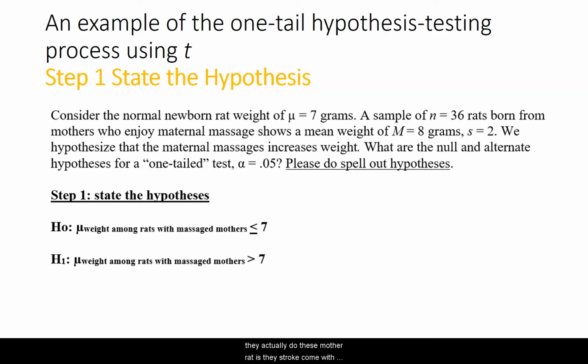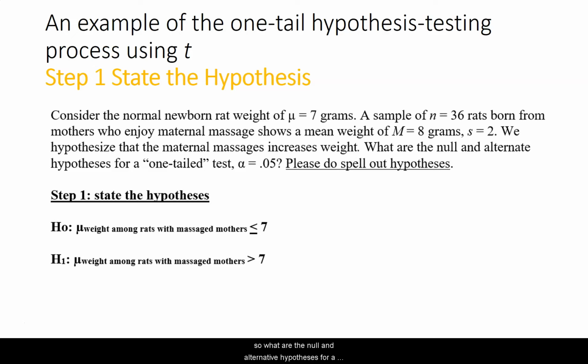And what they actually do to these mother rats is they stroke them with new paintbrushes, just like you might find at Hobby Lobby. And it has this terribly relaxing, comforting effect. And it's been shown that the mothers themselves and their offspring actually do better physically just for the sake of having enjoyed that touch, if you will. So the rats that were born unto mothers that had that maternal massage show a mean weight of 8 grams with a standard deviation of 2. So they're heavier, which is kind of a good thing in animals. We hypothesize that the maternal massages increase the weight of the offspring.